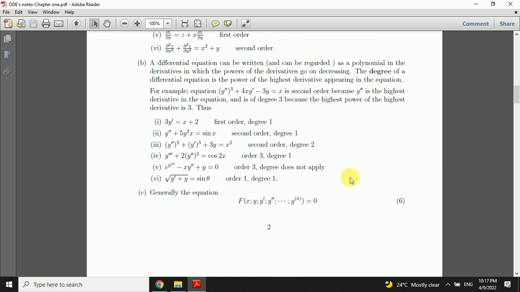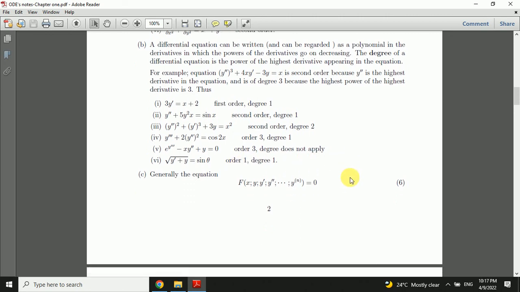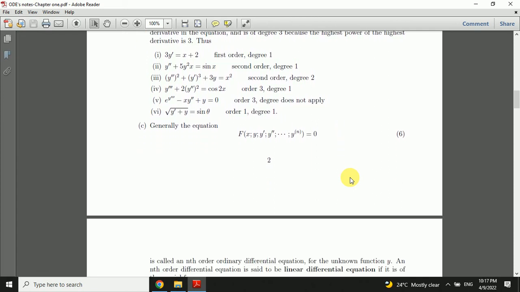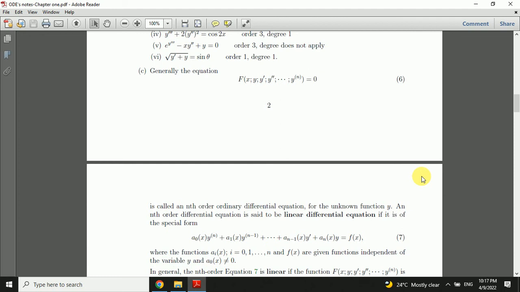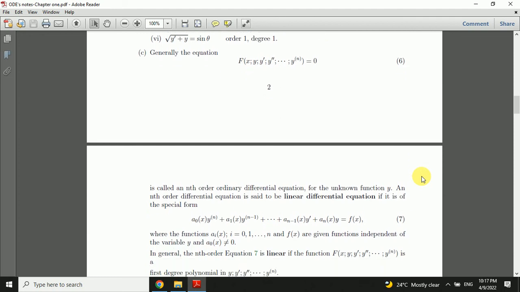Okay, so go through all the examples, discuss with a friend, and make sure you understand how each of these answers came about: first order, degree 1; second order, degree 1; second order, degree 2. They can give you a differential equation and then ask you to state the order of the differential equation or to state the degree of that differential equation. So you should be able to do that in case you're asked. Okay, so let's continue to the next item.